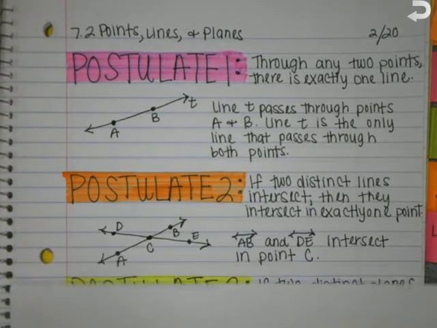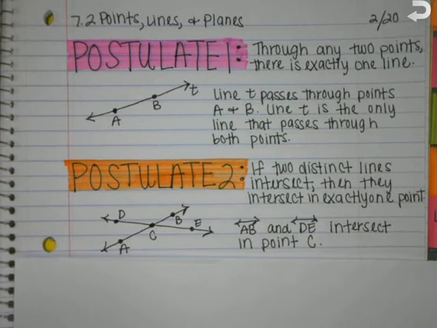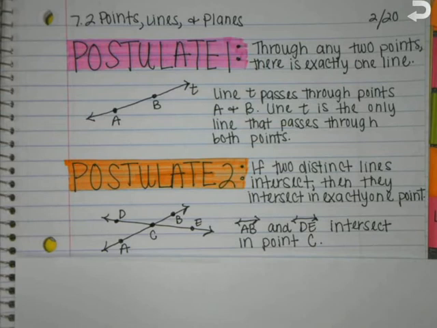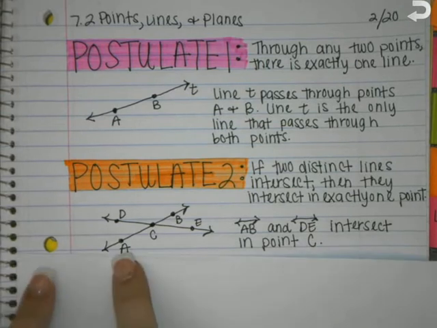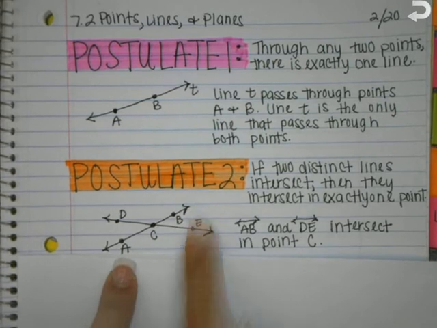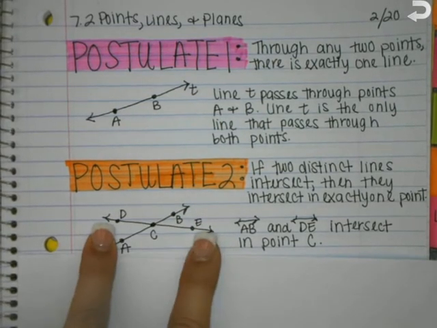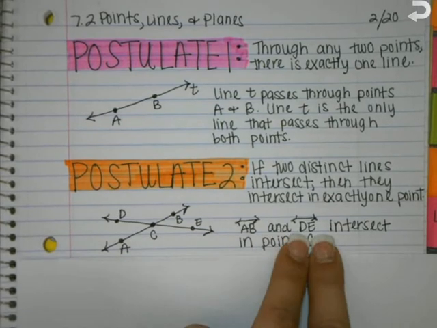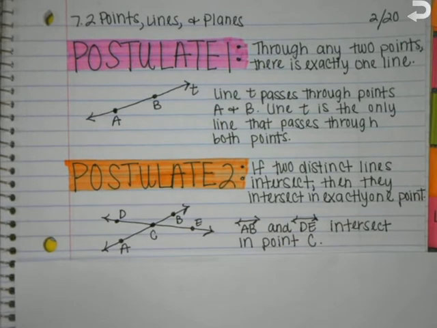Postulate 2 says, if 2 distinct lines, meaning 2 different lines, intersect, then they intersect at exactly 1 point. That also should just be logical reasoning, right? If 2 lines intersect, they can't intersect more than once. So I drew line AB, and then I drew line DE, and I said their intersection point was point C. So line AB and line DE intersect in point C.